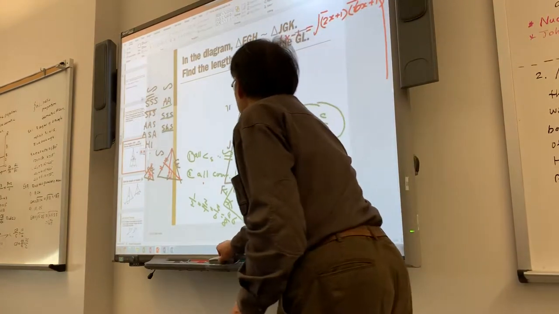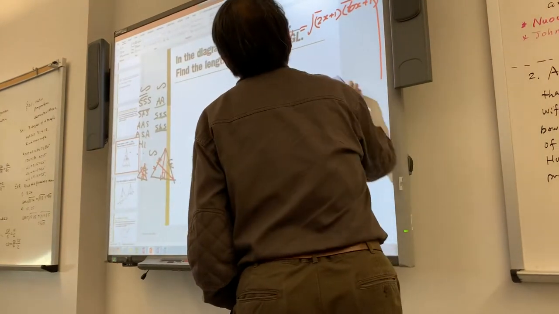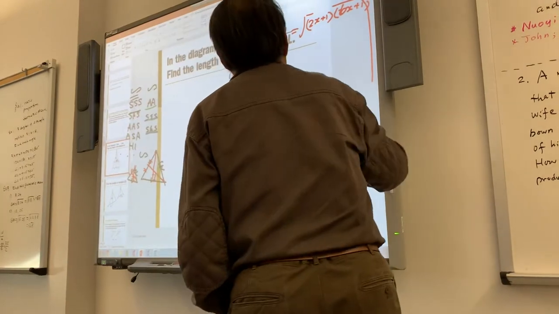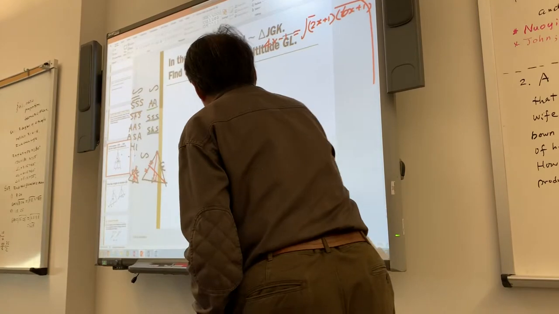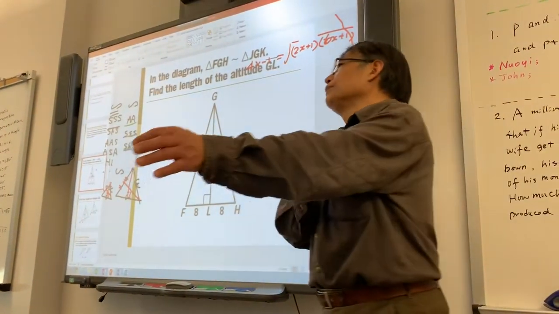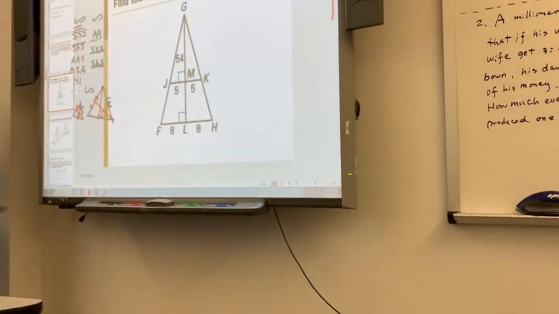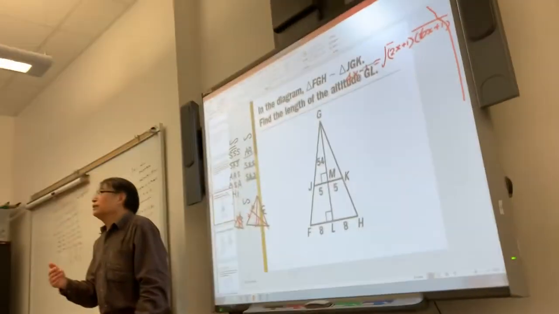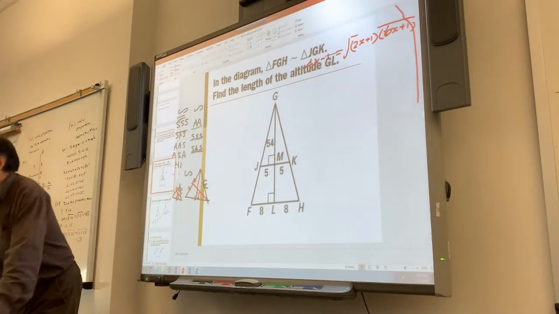Triangle FGH and triangle JGK are similar. Find the altitude GL length. Who has some idea to solve? I don't want to go over it before you try. I hope you try. If you can solve this question by yourself, you are good. If you cannot, after I go over it, you understand, you are good. If you still don't understand after I go over it, you are not good. Who has some idea how to solve?